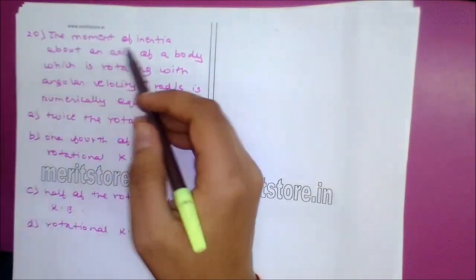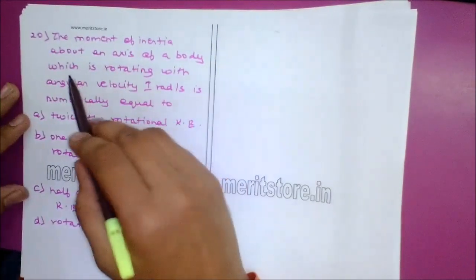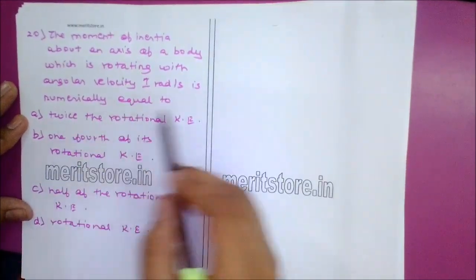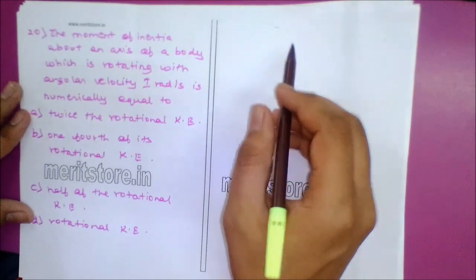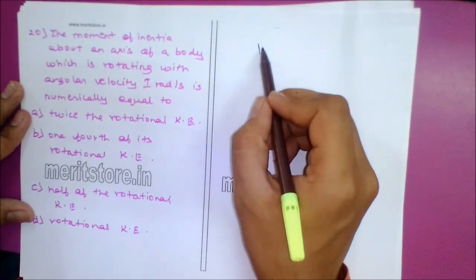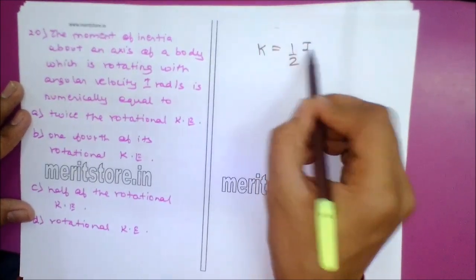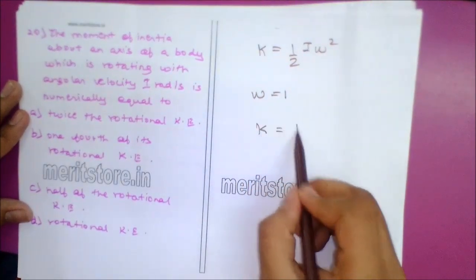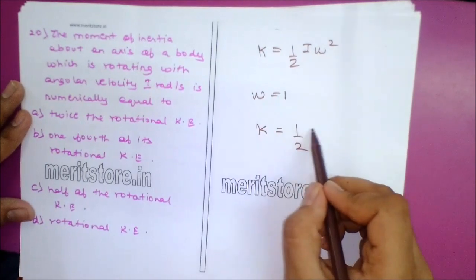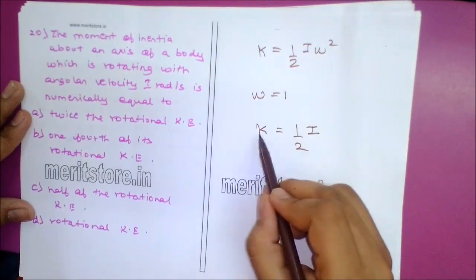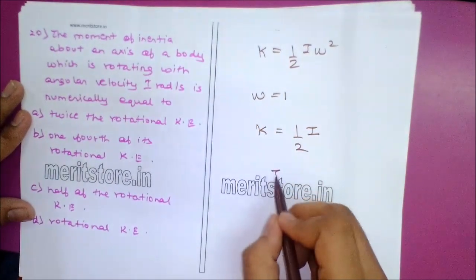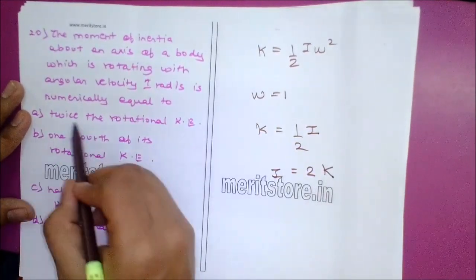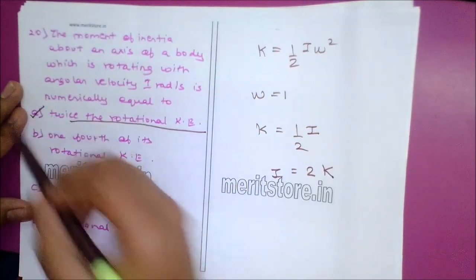Question number 20. The moment of inertia about an axis of a body which is rotating with an angular velocity of 1 radian per second is numerically equal to... Now we know the rotational kinetic energy of a body K is half I omega square. If omega is equal to 1, K is equal to half, and instead of omega I'll substitute 1, so that becomes 1 only. So K is equal to half of I, so I becomes twice of K. So option A, twice the rotational kinetic energy, is the correct answer.